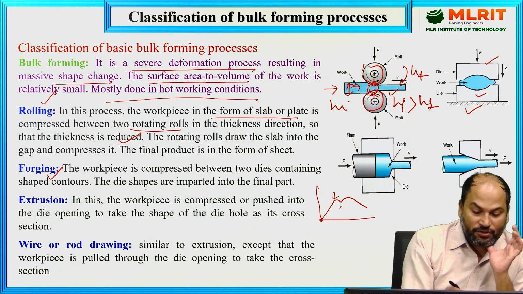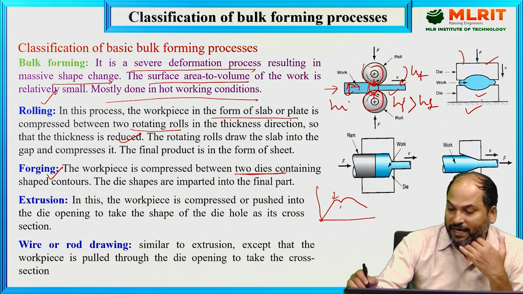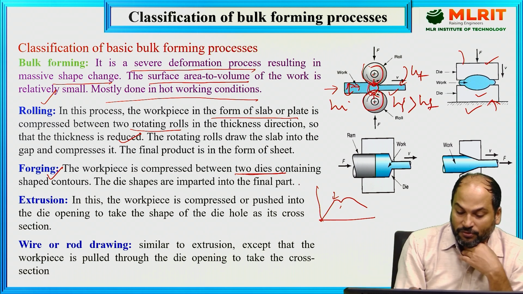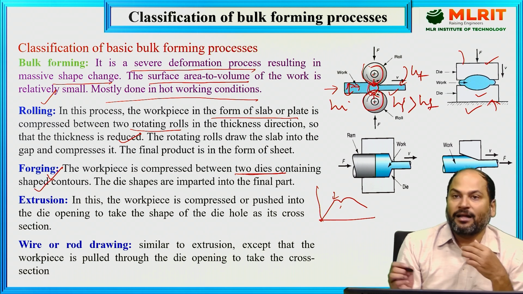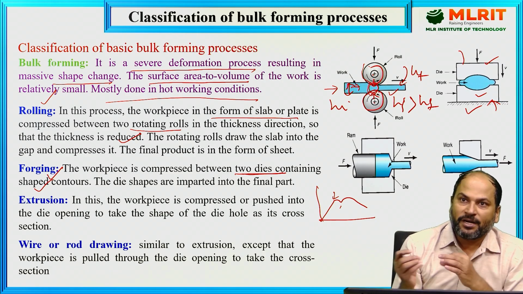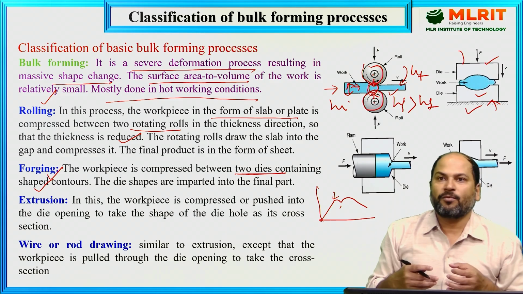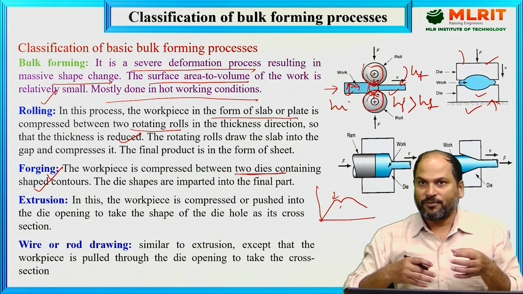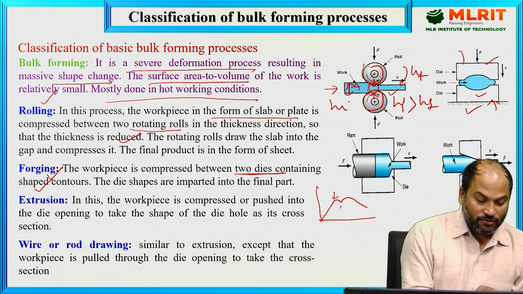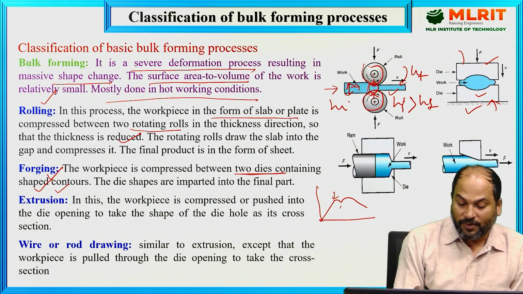So the workpiece is compressed between two dies. This is the top die and this is the bottom die. The bottom die is fixed. Only the top die is moving. It contains shaped contours. Whatever shape we want in our material, the die will be prepared accordingly. Once the material is inside, we apply the force. It will deform, and because of that deformation force, it will start to flow inside and take the shape of the die. Whatever the shaped contour is, it will take it. The die shapes are imparted into the final parts.